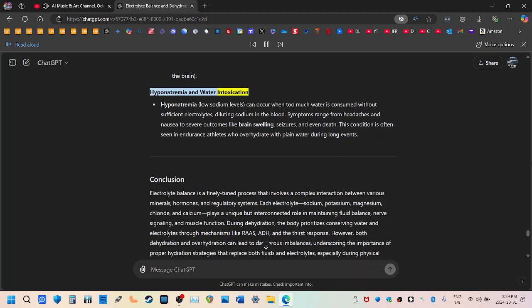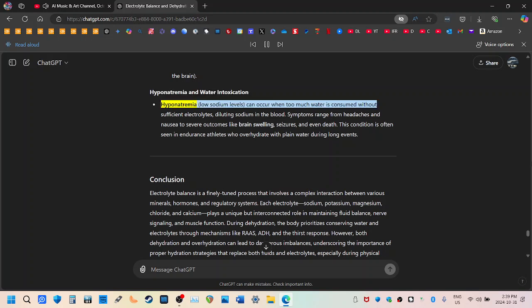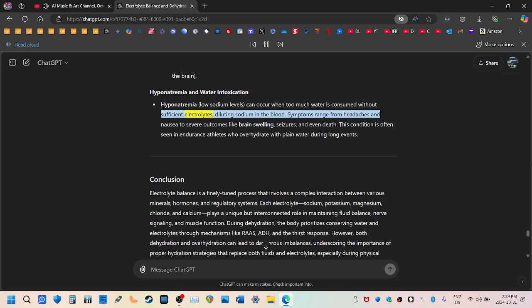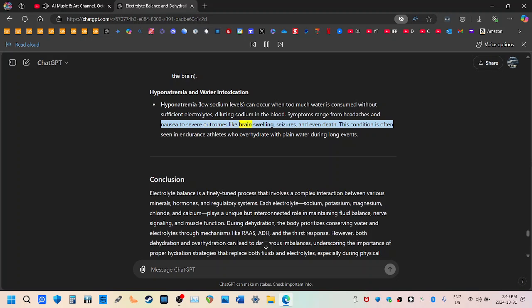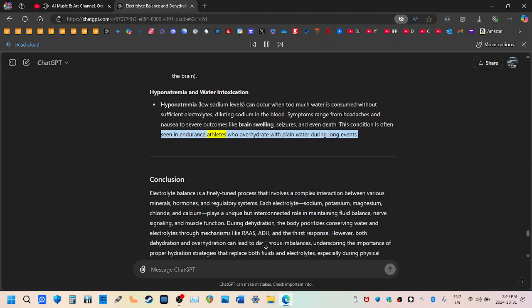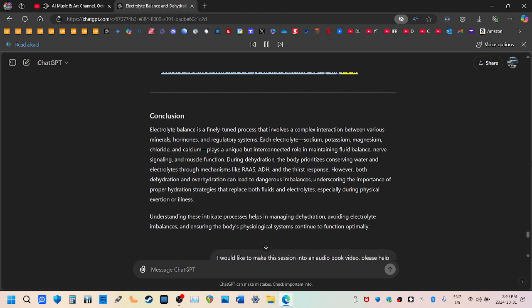Hyponatremia and water intoxication. Hyponatremia, low sodium levels, can occur when too much water is consumed without sufficient electrolytes, diluting sodium in the blood. Symptoms range from headaches and nausea to severe outcomes like brain swelling, seizures, and even death. This condition is often seen in endurance athletes who overhydrate with plain water during long events.